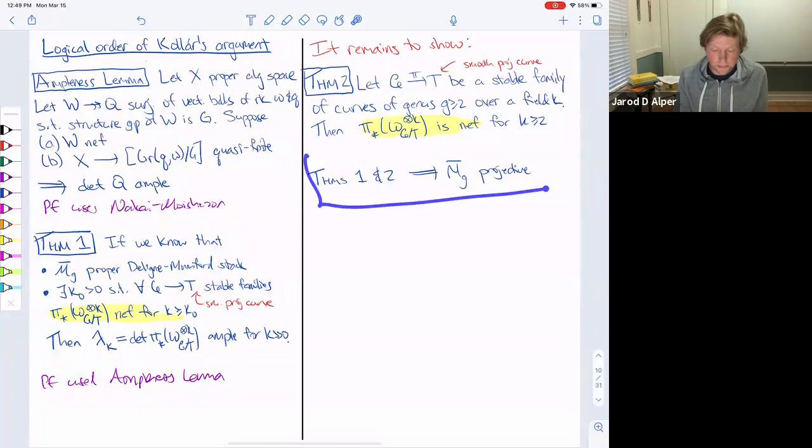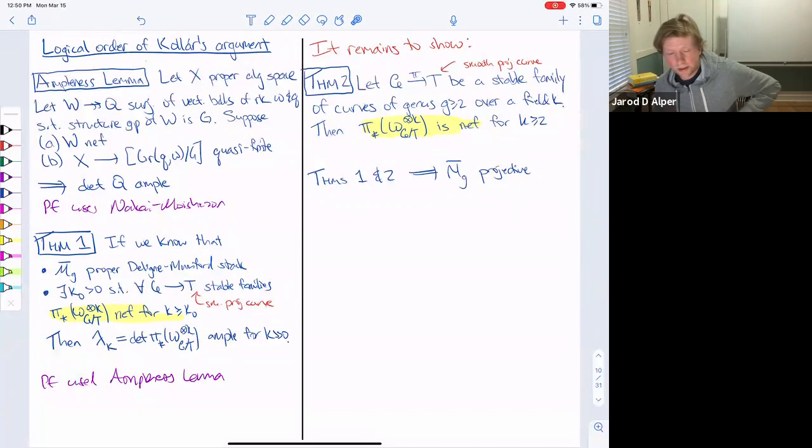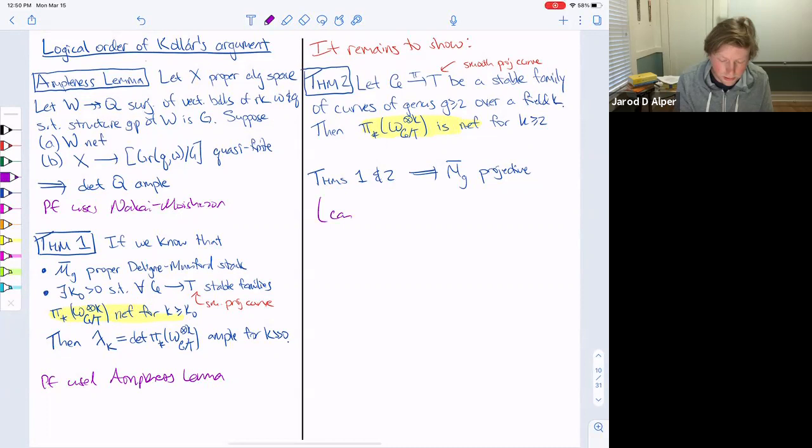So in the last 10 minutes, I'd like to try to explain how you actually get at theorem two. And maybe I should emphasize that by similar techniques, you can also get that M_g,n bar, the pointed case, is projective.